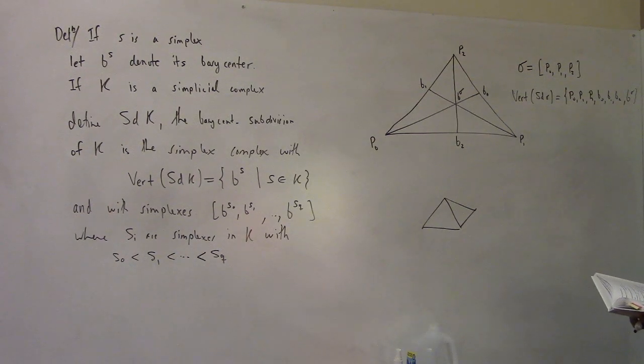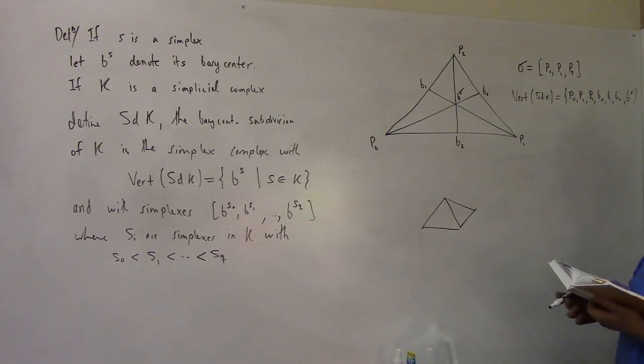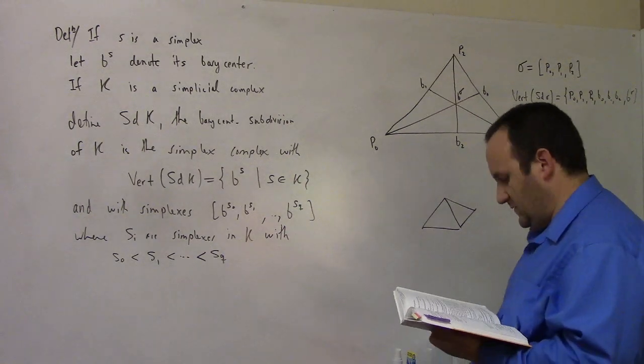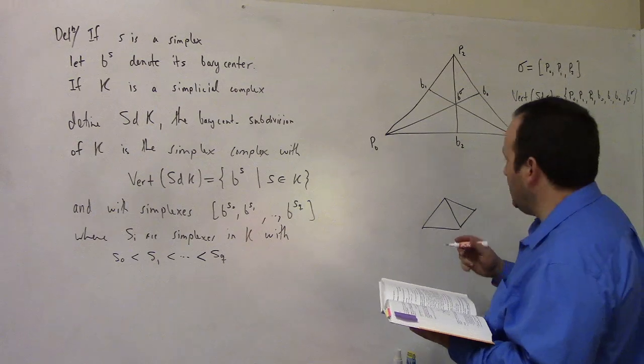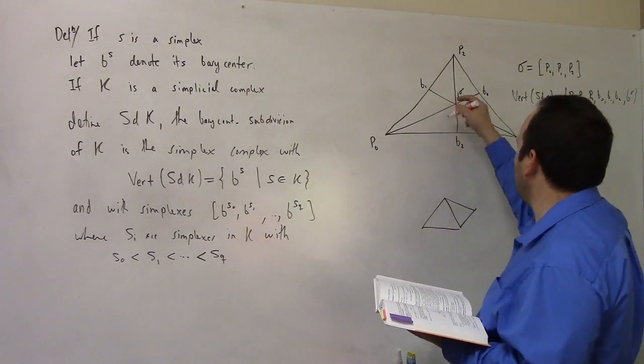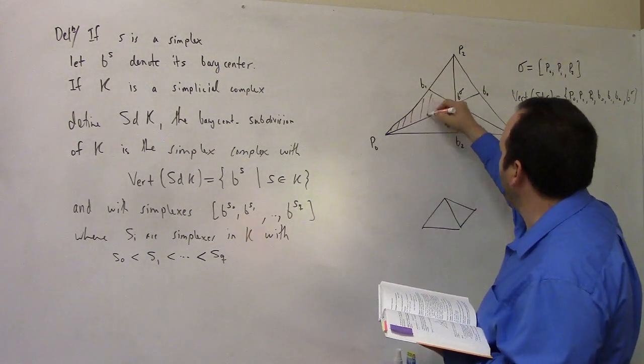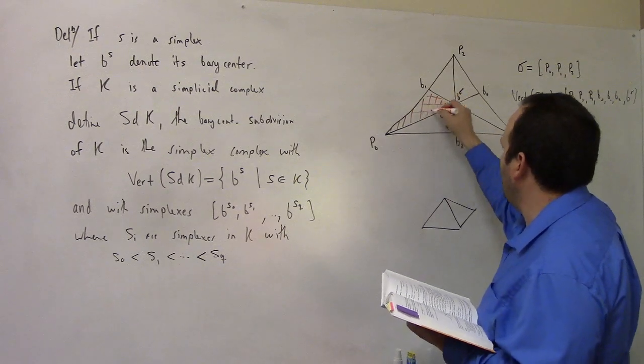Okay, examples of one simplexes in SD sigma are P0 B2, P0 B sigma. As an example of a two simplex in SD sigma, we have, let me color it. What's a two simplex? He says P0 B1 B sigma. P0 B1, so it's this guy. Right.